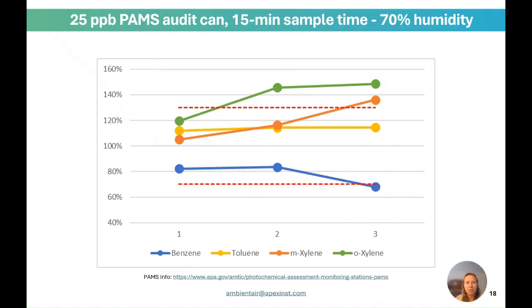The next test here measured 25 parts per billion of a PAMS audit can at 70% humidity with a 15-minute sampling time. Here we're seeing strong results were obtained for the benzene, toluene, O, and M xylene, where O xylene was nearly at the values measuring within plus or minus 30% of the theoretical range. These results at the increased humidity support that the VOC analyzer is capable of speciating VOCs even from a complex mixture in a very humid environment.